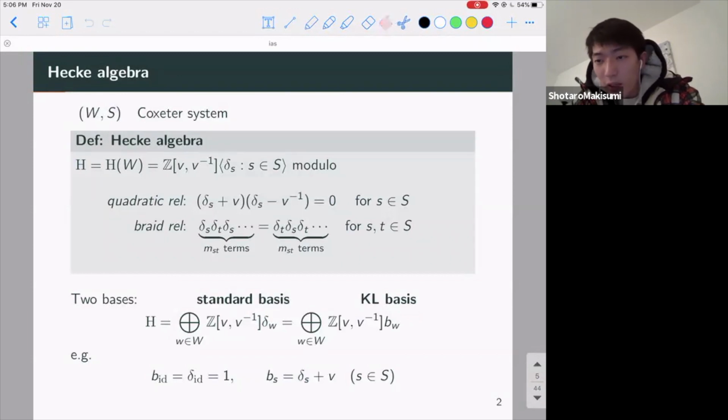Let's take a Coxeter system W with simple reflections S, and to it you can associate the Hecke algebra. I don't want to dwell on this for the moment, but here's my normalization. This has a standard basis, let me call them delta W, and a Kazhdan-Lusztig basis, I'll call them BW.